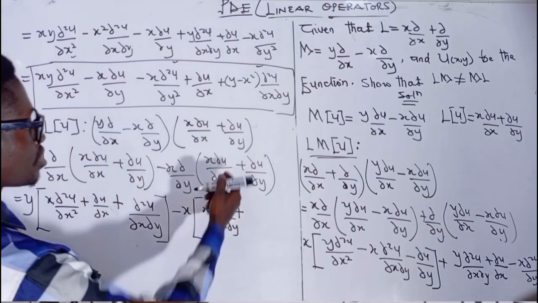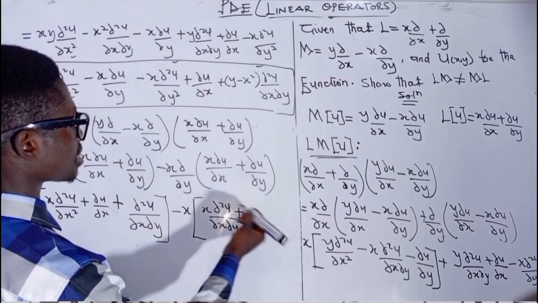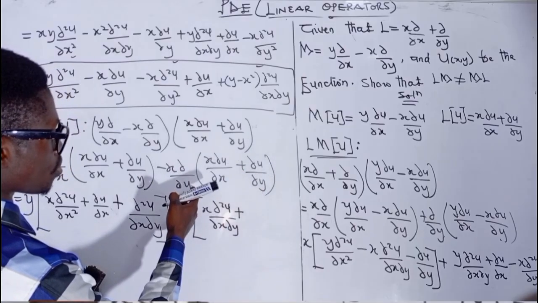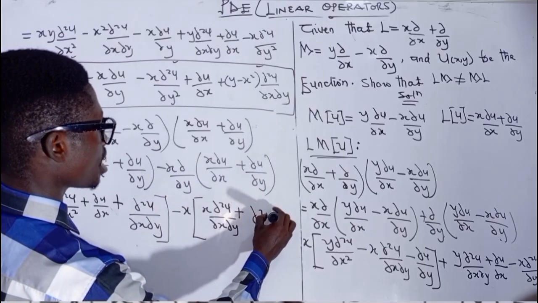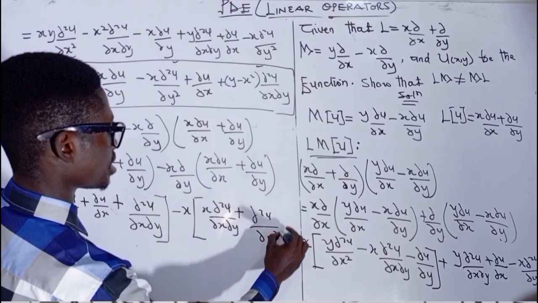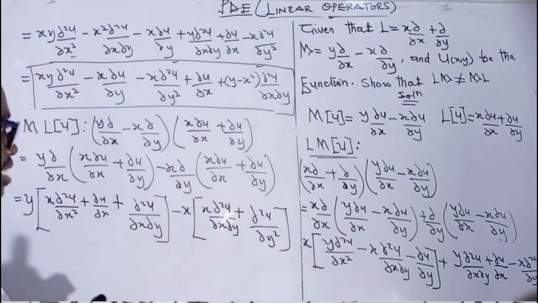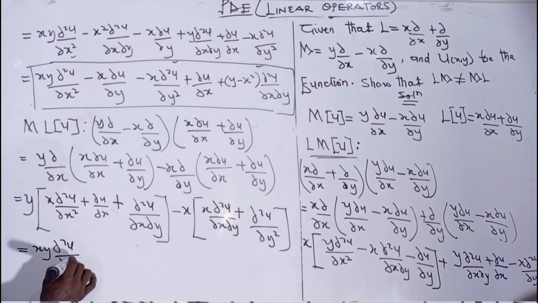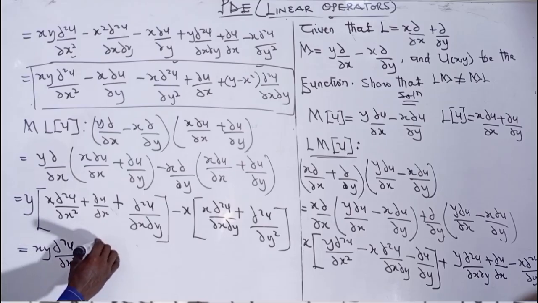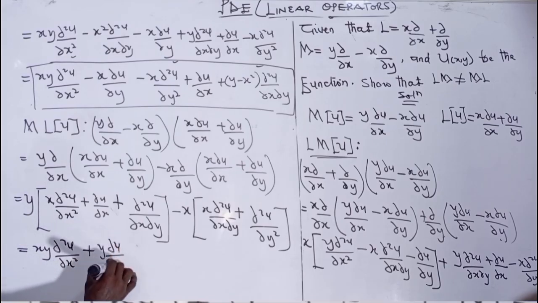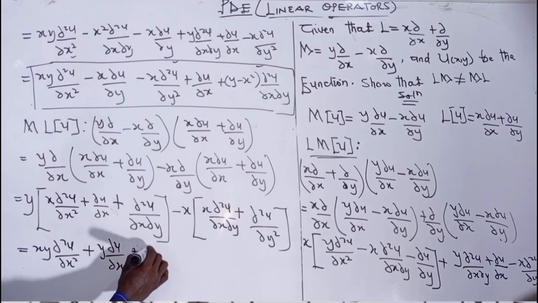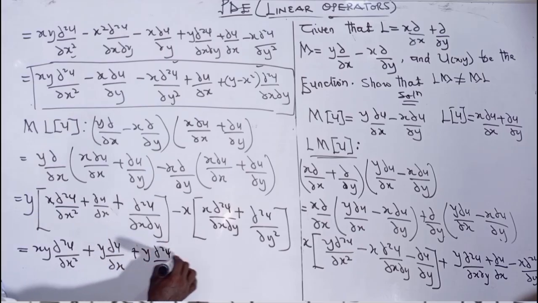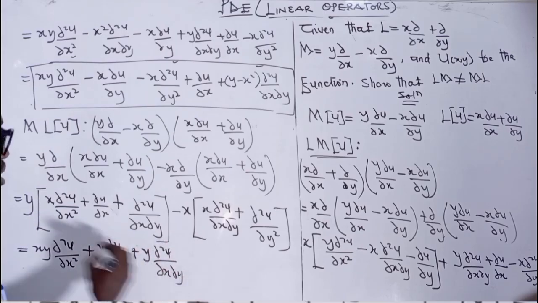Good. Then we move on to the last one. So we have plus. We are differentiating this with respect to y. And that's going to give us ∂²u/∂y². Very, very easy and simple. So we are just going to expand the bracket. y times this will give us xy ∂²u/∂x². Then we have plus y ∂u/∂x. Then we have plus y ∂²u/∂x∂y.